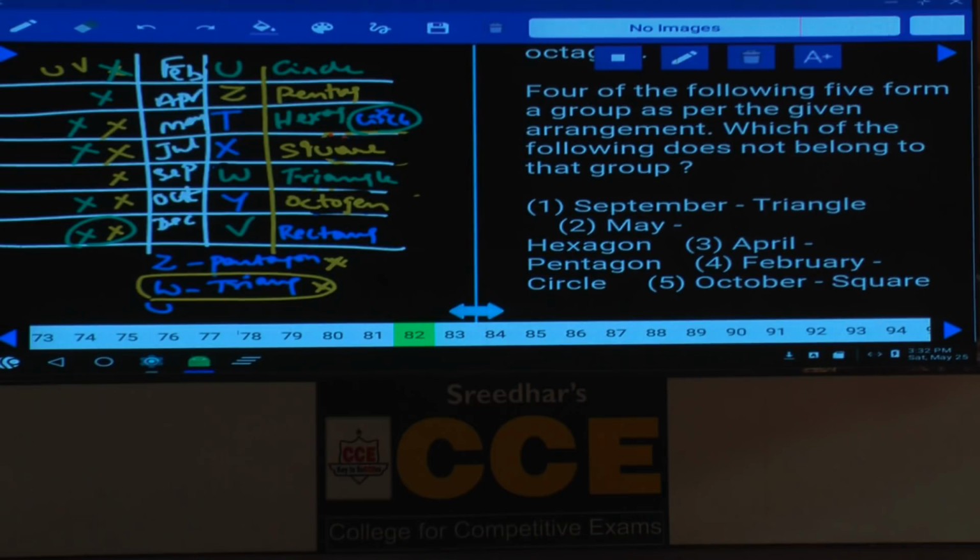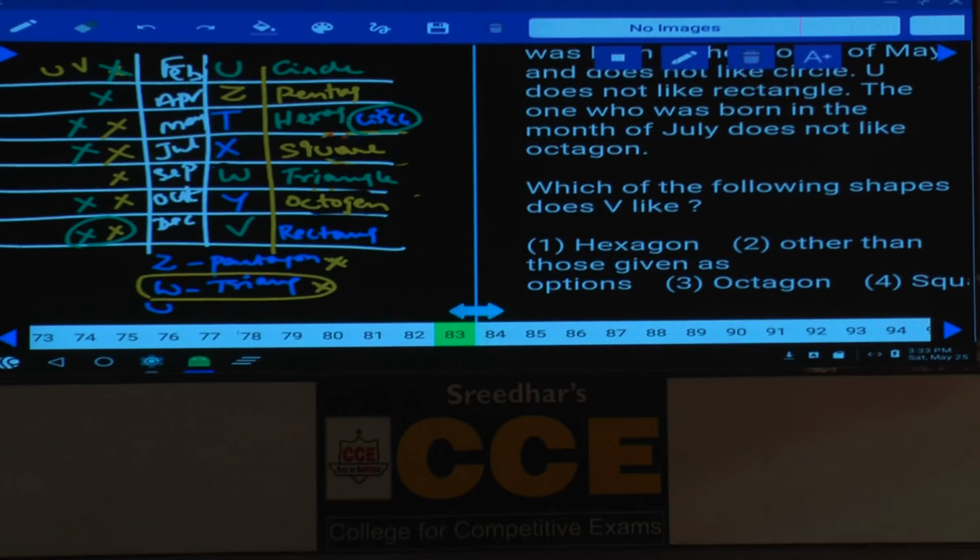And May and a hexagon. Now the one who was born in May likes a hexagon. April pentagon is also true. And Feb and circle is true. October and square, that is false, except choice when the remaining, the person and the triangle, the month and the figure they like is correct.